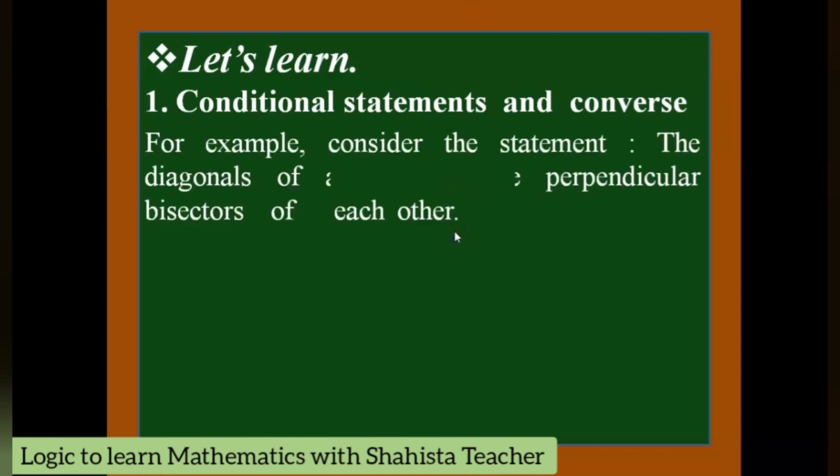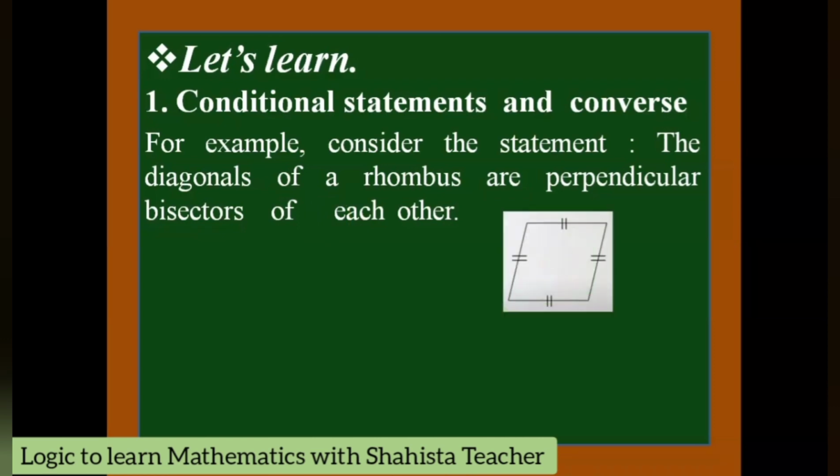The example is like this: the diagonals of a rhombus are perpendicular bisectors of each other. Here one rhombus is given and inside this rhombus there are two diagonals. So this diagonal is playing the role of a perpendicular bisector. We have to write this statement in conditional statement form. So we will write like this.